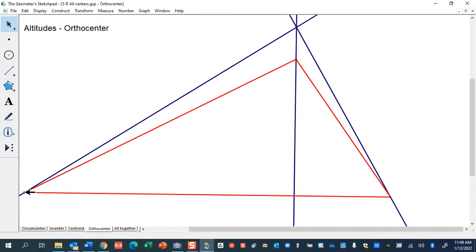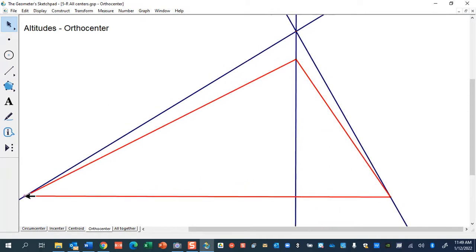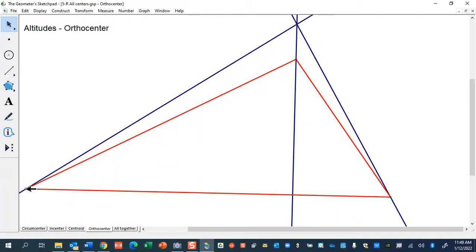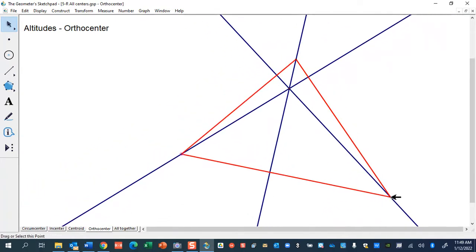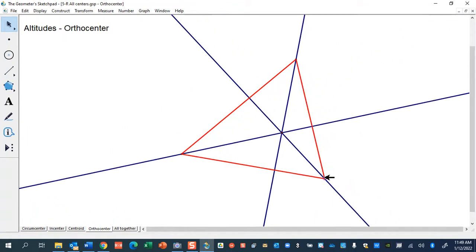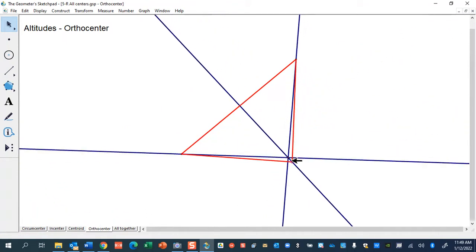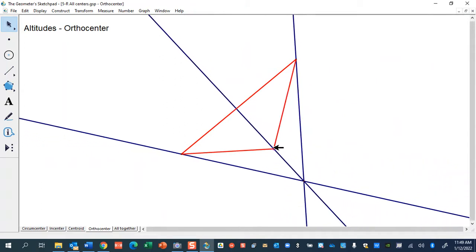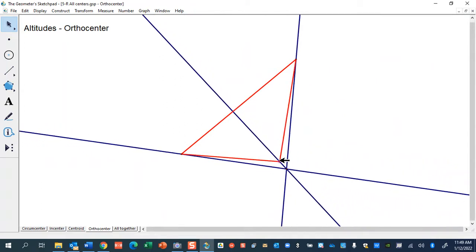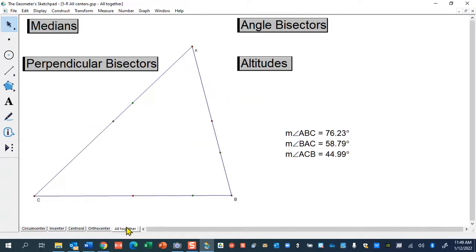See my point of concurrency? It's outside of the triangle. My altitudes are outside the triangle. So if it's acute, it's inside. If it's right, it's on. If it's obtuse, it's outside. Okay. All right, here they are all together.